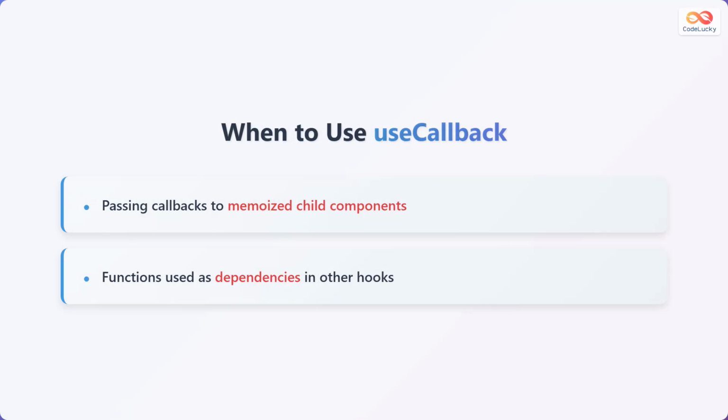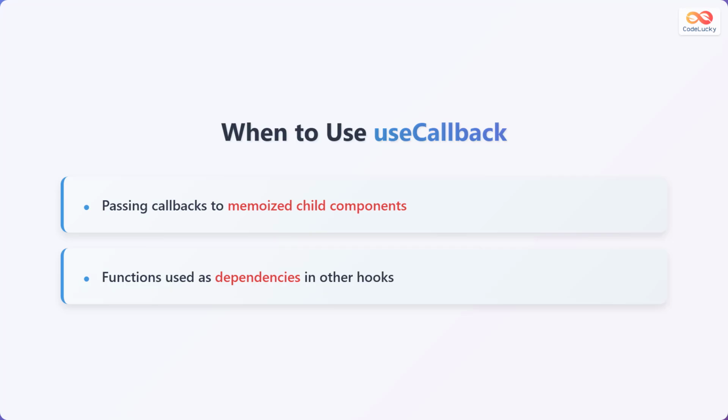Here are some common scenarios where useCallback is beneficial. Firstly, when passing callbacks to memoized child components. Memoized components, like those wrapped in React.memo, rely on prop comparisons to prevent re-renders. By using useCallback, you can ensure that the callback prop remains the same unless its dependencies change.